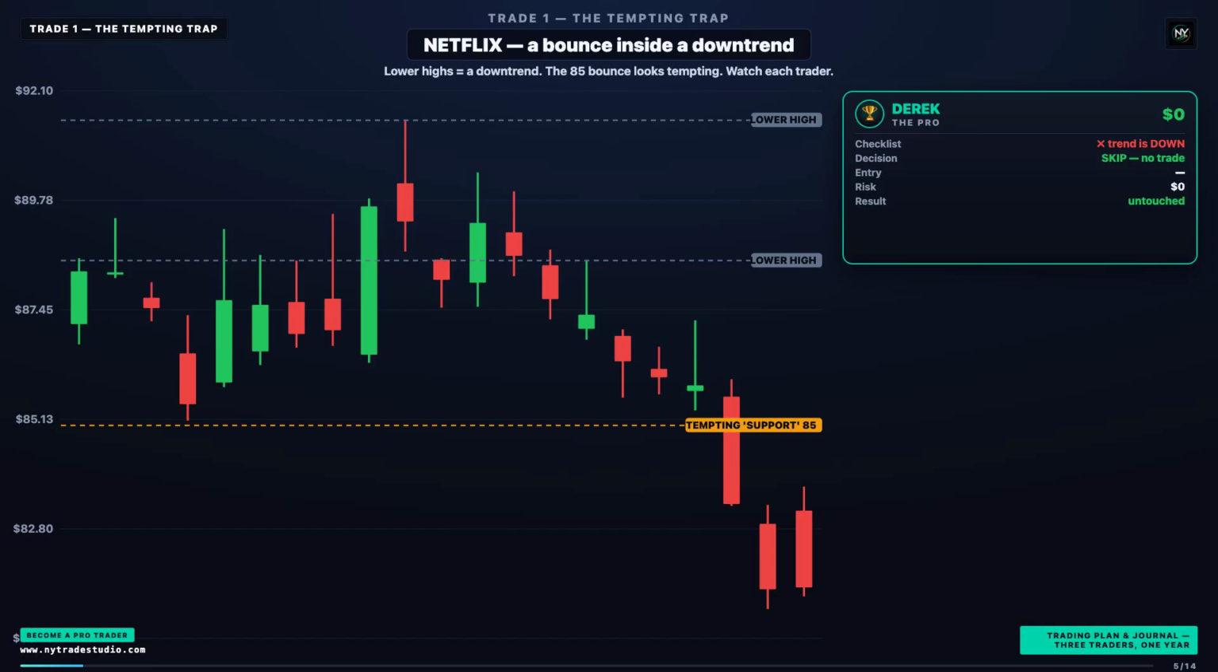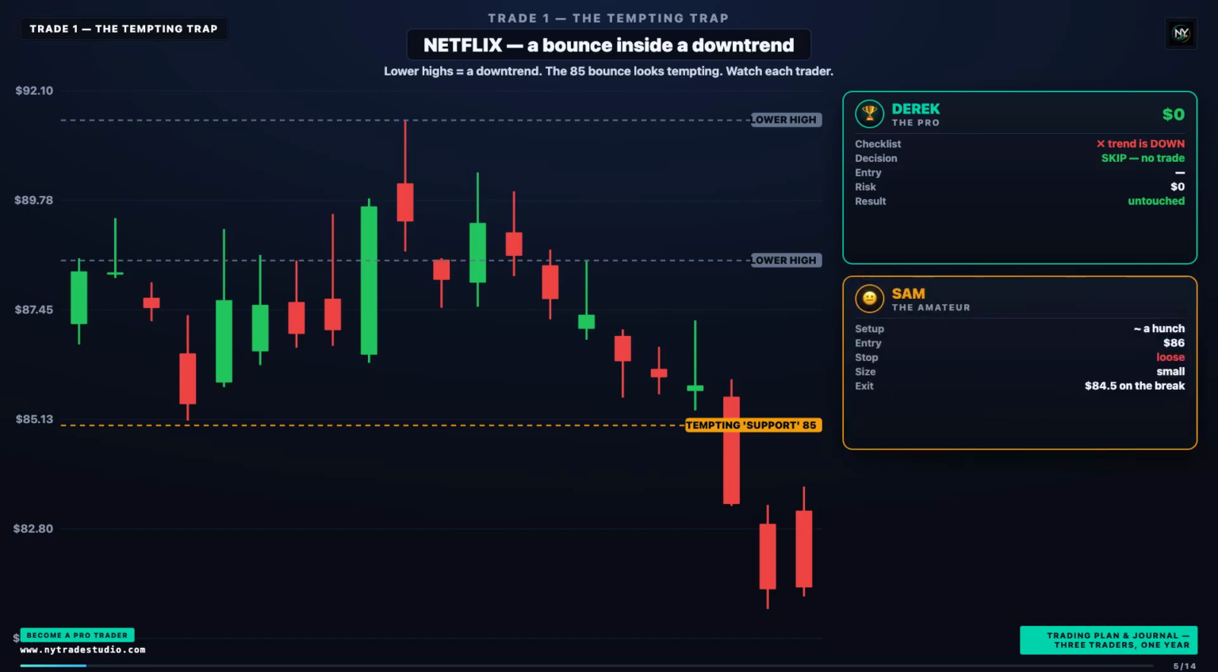Sam, the amateur, has no hard rule about the trend, so the tempting bounce talks him into it. On May 29th, he buys a small position right here around 86 on a hunch with only a loose mental stop. The very next trading day, June 2nd, the bounce fails and Netflix breaks down hard through 85. Sam bails around 84.5 for a $300 loss, and notice he got out immediately the moment it went against him.